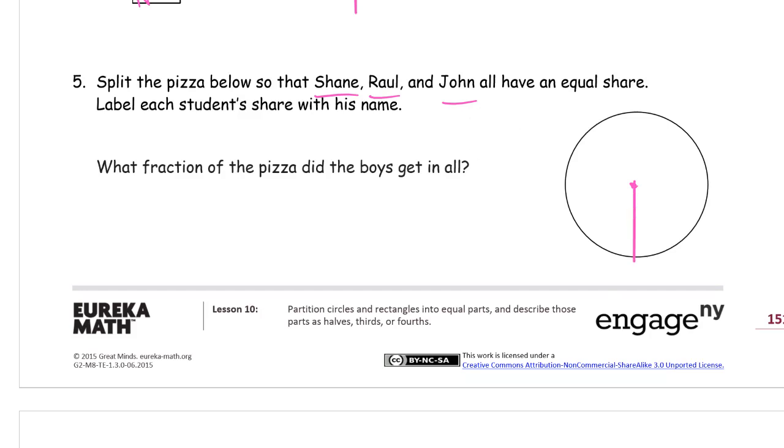There. And now you're going to make a really wide Y. So think about here maybe and draw the line into the center. And then about there maybe and draw that line into the center. And that's about as close as you're going to get it. If it was a little bit wider, it might be better, but I'm not going to really make it any better than that. And I'm going to label this too. So this is Shane's piece, this is Raul's piece, and this is John's piece. They all have an equal share.